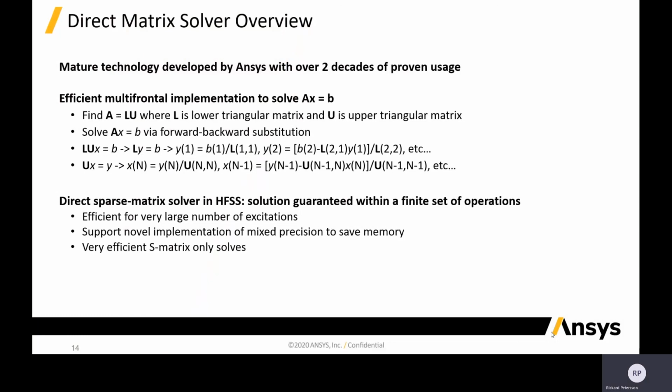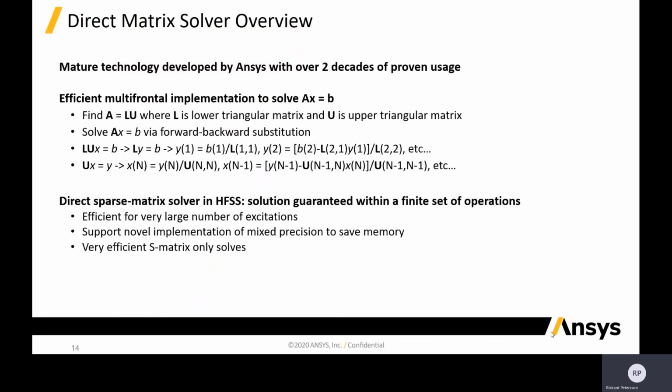And this particular solver also supports a novel implementation of mixed precision to save memory. And that's by computing and storing the L and U matrices in single precision, and then solving for the X in single precision, and then upgrading it to a double precision accuracy via some iterations in a very efficient and robust manner. And finally, it's a very efficient way to solve S matrix only when the finite element method is involved.